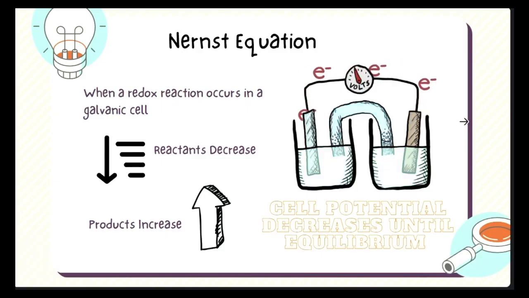When a redox reaction occurs in a galvanic cell, the concentration of the reactants decreases as they are consumed, while the concentration of the products increases due to more product formation. The cell potential decreases until equilibrium is reached and a zero cell potential is reached.